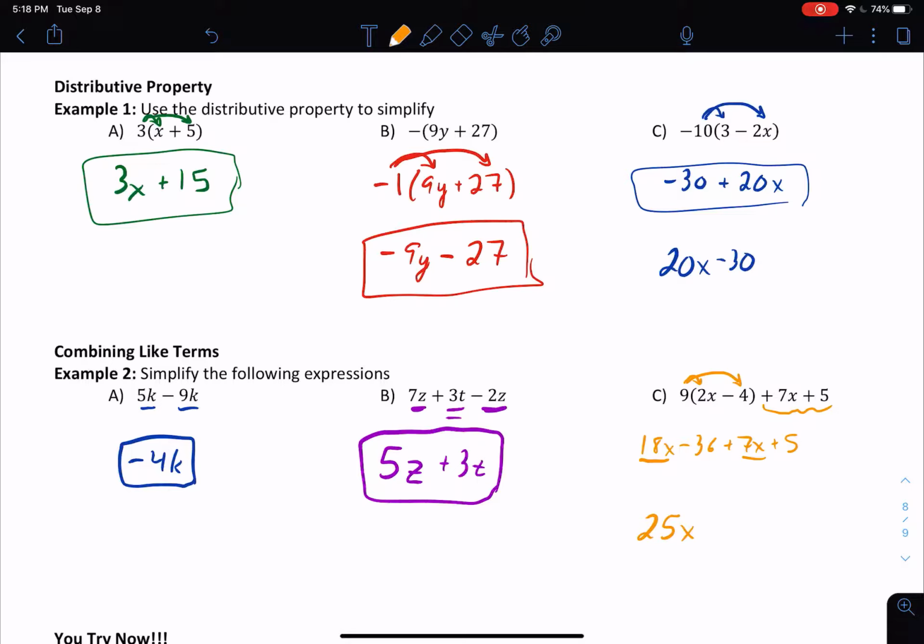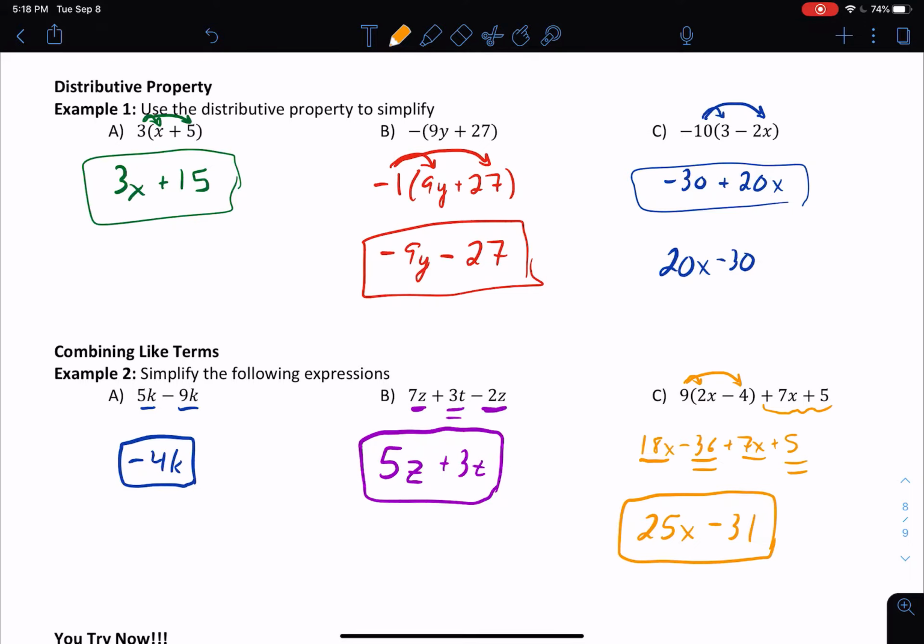And then I've just got -36 plus 5. Those are just plain old numbers, so I can combine those as well. -36 plus 5, that's going to give me -31. So this whole thing that we started with in example C is going to simplify to give me 25x minus 31.